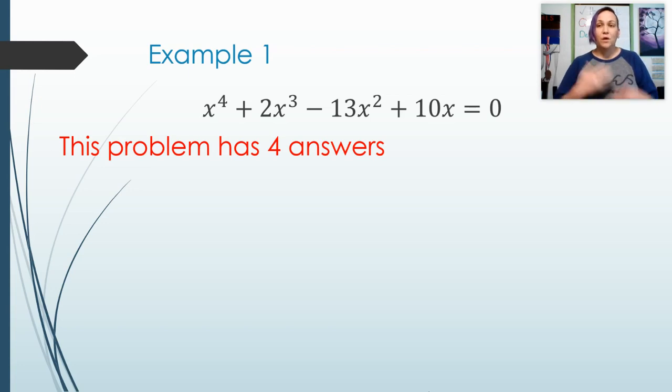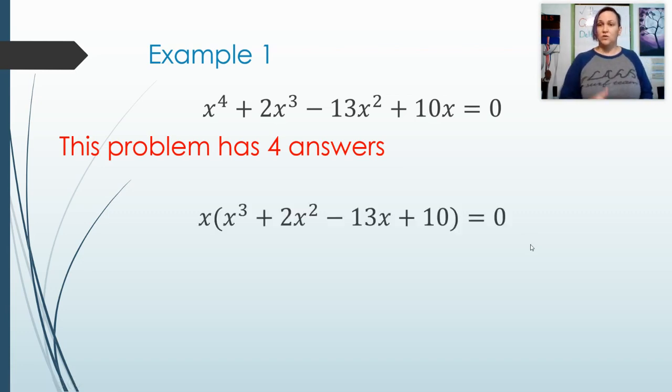Now, normally, what we learned yesterday was that we were going to look at our constant to see what the possible answers are. But this question doesn't have a constant. It's missing, and it stops at 10x. So before I can list my possible answers, I am going to take out a GCF of the letter x so that I have a constant that I can look at. In this new version, my constant is 10.